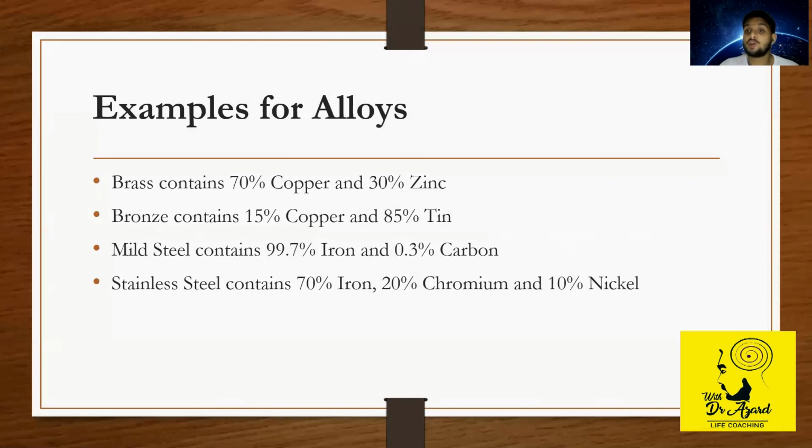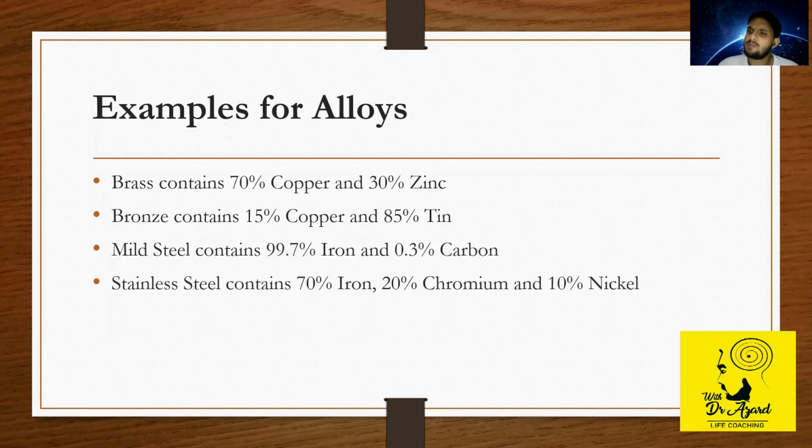Brass is a combination of copper and zinc, 70% copper and 30% zinc. Bronze, which you might see, is also a combination of metals: copper 15% and tin 85%. Mild steel is used for washing machines and stuff like that. That is also a combination of 99.7% iron and 0.3% carbon. Then stainless steel. Where do we use stainless steel? In operation theaters and stuff like that. Stainless steel is a combination of iron, chromium, and nickel in those given percentages.